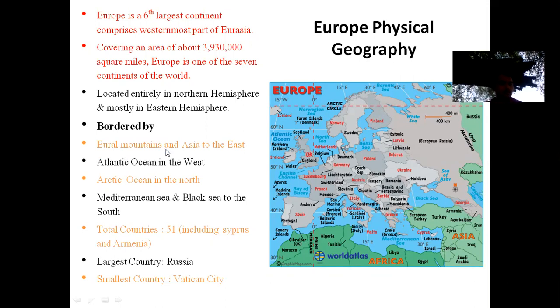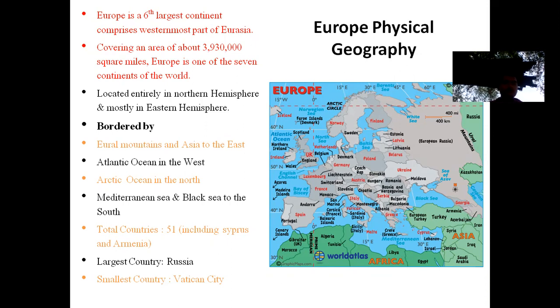So we have the Ural mountains towards the east, and when you talk about the west, we have the Atlantic Ocean. When you talk about the north, we have the Arctic Ocean, and when you come to the south, we have two major seas, the Mediterranean Sea and the Black Sea. You can see it on the map also. The Mediterranean Sea and the Black Sea are the main borders to the south.